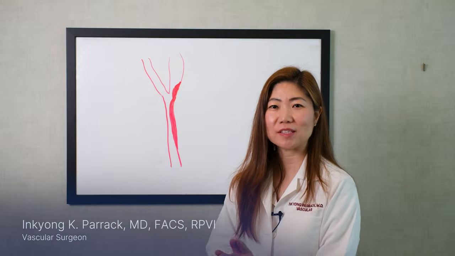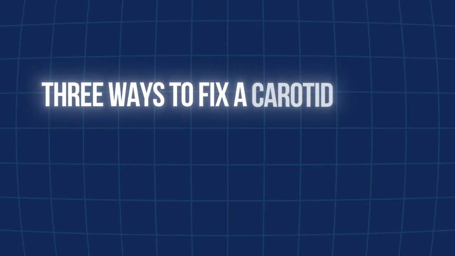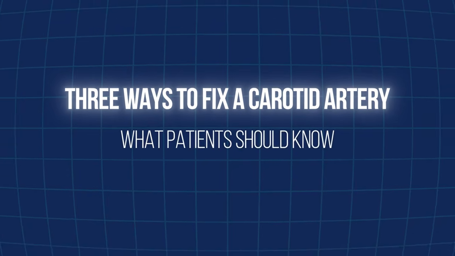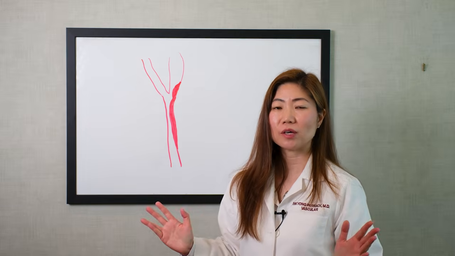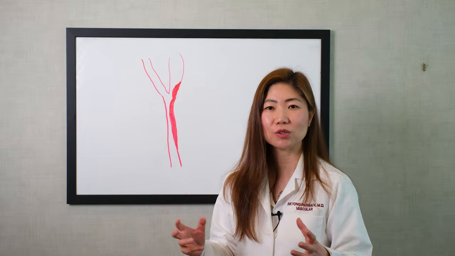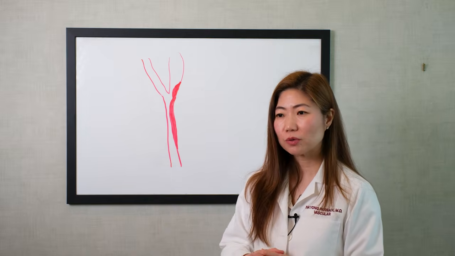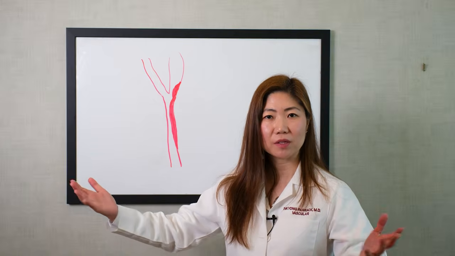Welcome to Whiteboard Wednesdays. We're going to talk about carotid arteries and their association with stroke. Today we're going to focus on cleaning out the carotid artery and what that means. I get asked a lot of questions about what it means to clean out a carotid artery. There are three different ways. We've talked about this in other Whiteboard Wednesday topics that you can click on.